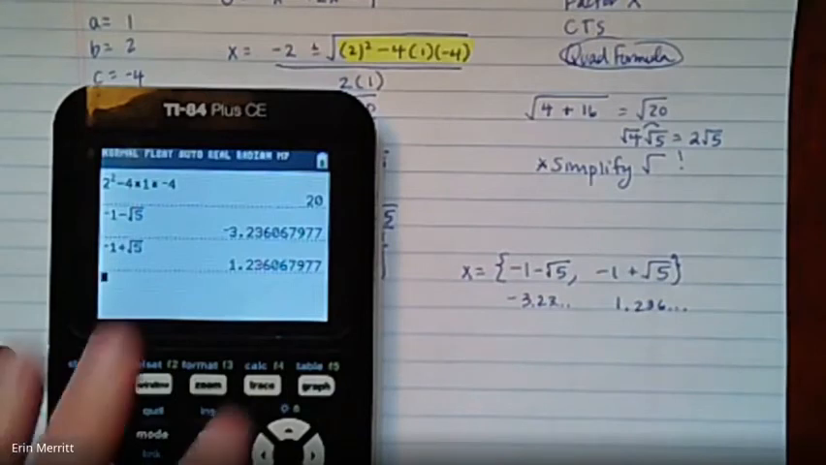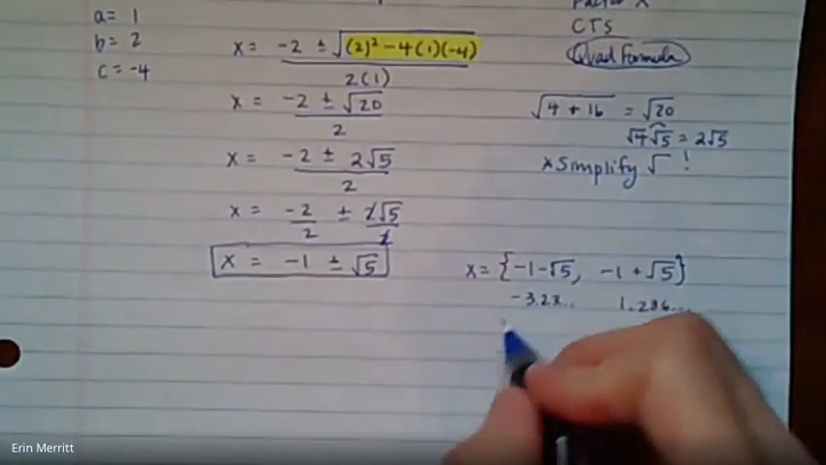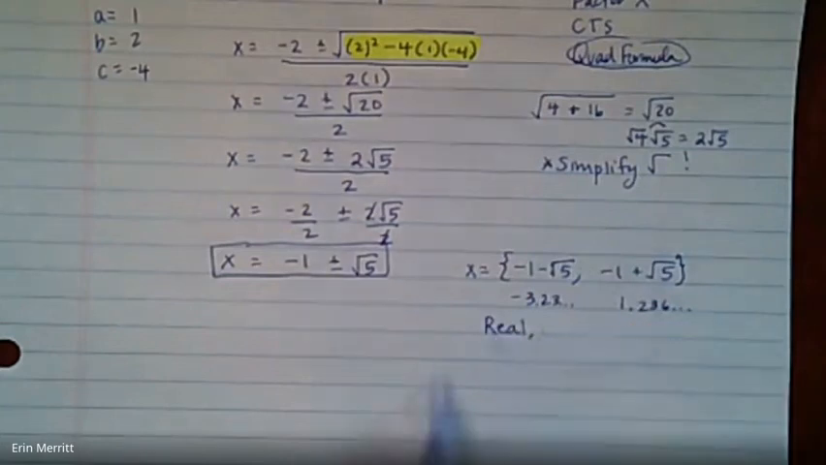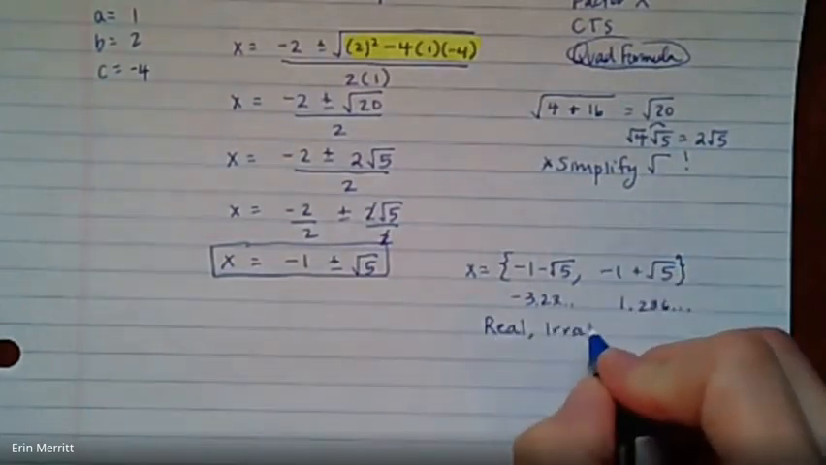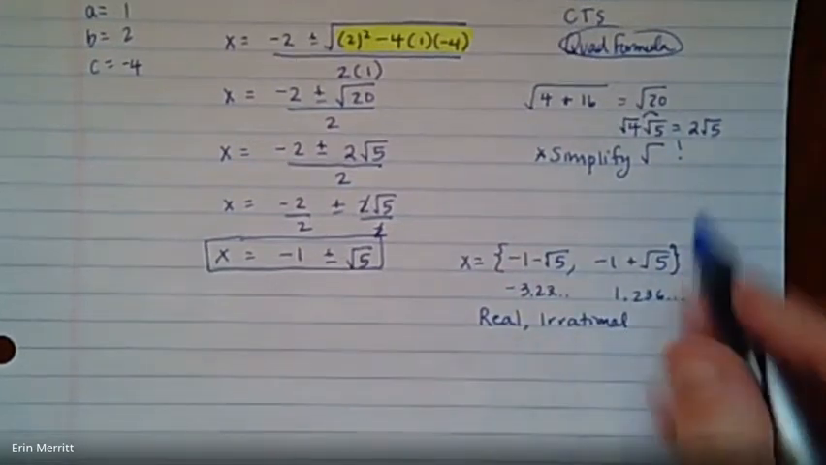I'm not super worried about that. What I want you to recognize is that when I'm left with that radical there, these are still real numbers. They're just kind of messy, which means they're irrational. When you have a radical that you can't simplify, these are real irrational answers.